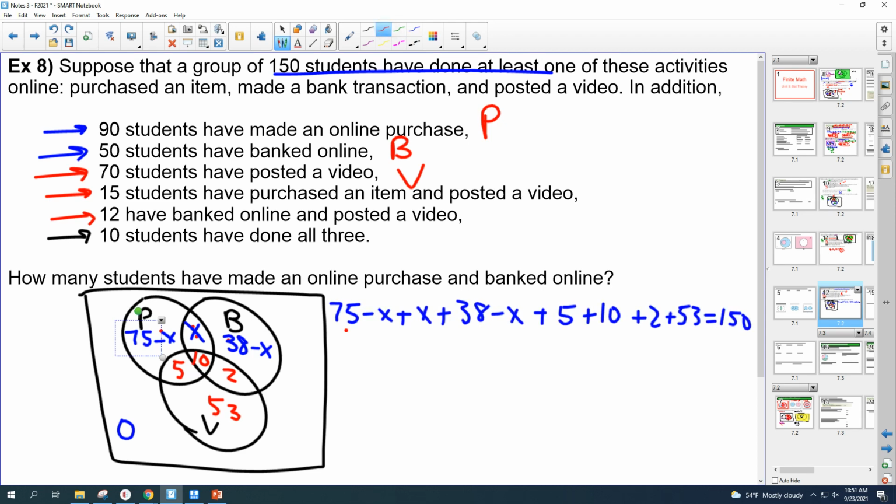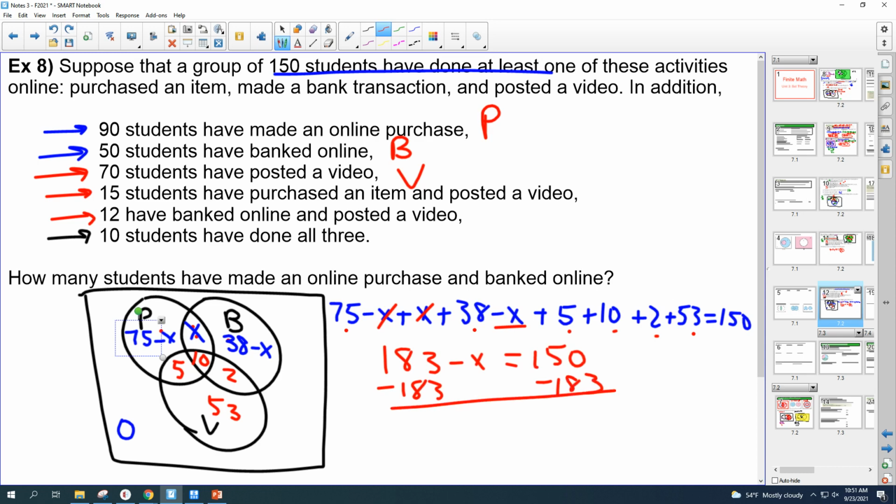So let's add these numbers up. Those numbers add up to 183. Cancel, so you're left with just minus x equals 150. And we can solve. So let's subtract. Negative x equals negative 33. Divide by negative, and you get x equals 33.